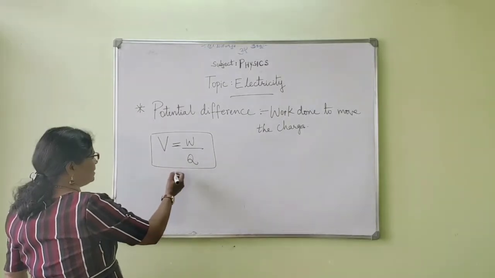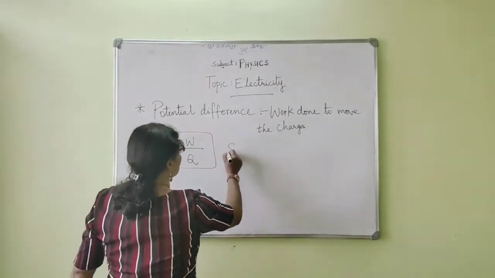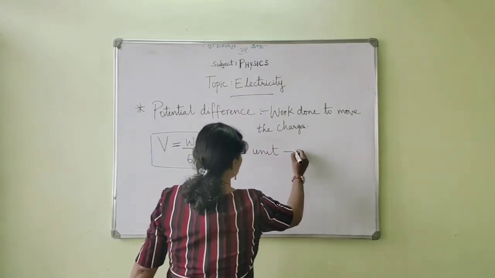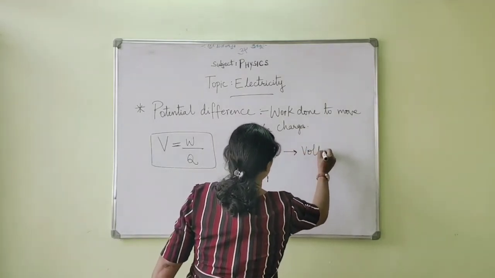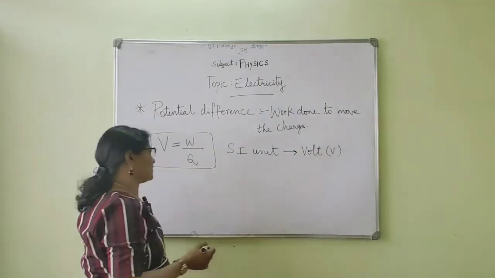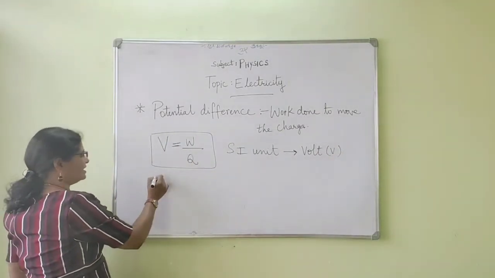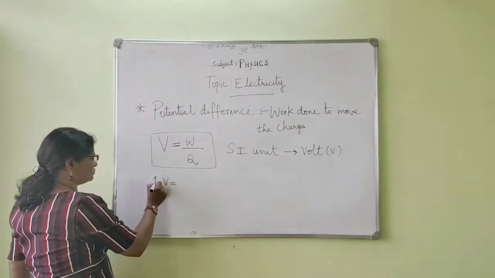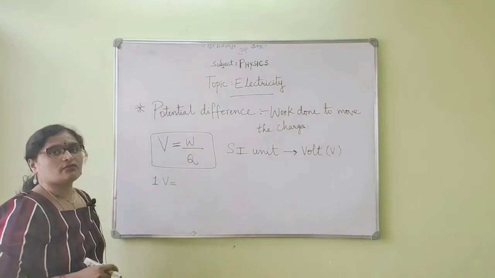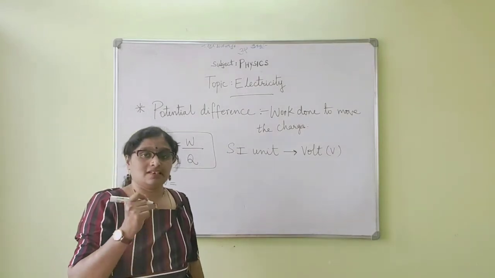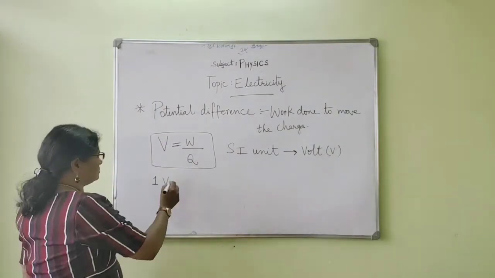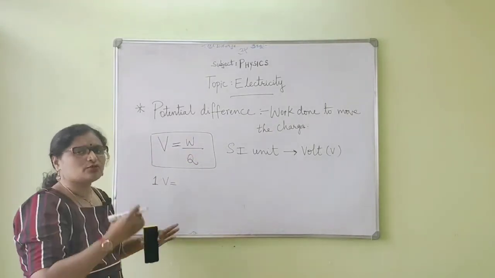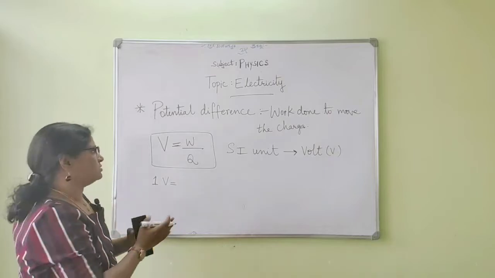Then how do we define the volt? Because SI unit is volt. SI unit of potential difference is volt, represented by small v. So how do we define 1 volt? One volt is defined very easily with help of this formula V is equal to W by Q. From this only we can define 1 volt.